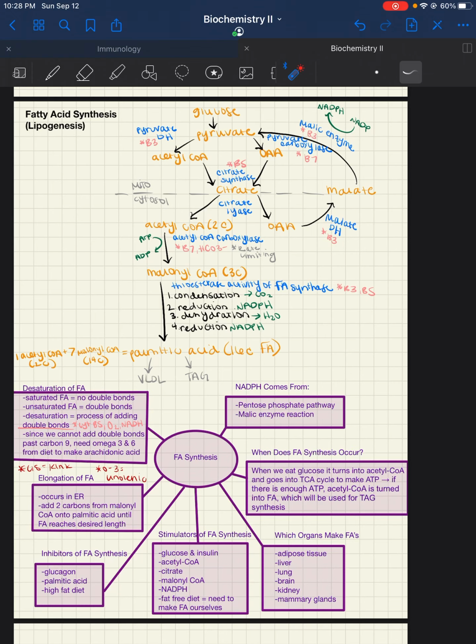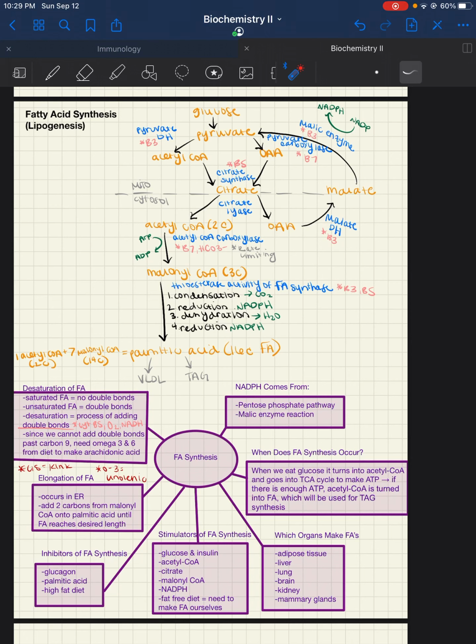So when we eat in excess, we'll eat more carbs than we need at the moment. We're going to turn them into fatty acids, and then those will soon be turned into triacylglycerols. But for now, we're just focusing on the fatty acid synthesis part of it.